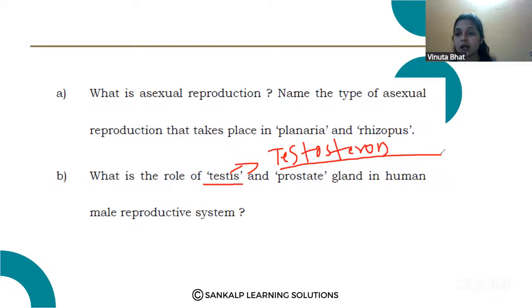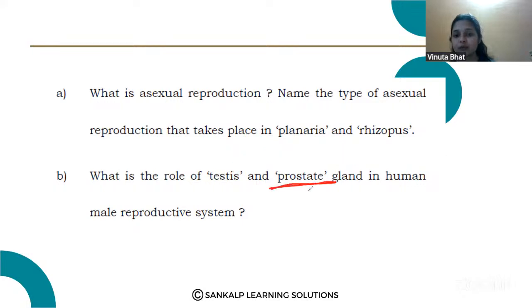And the testosterone hormone is responsible for the changes that occur during puberty in males. Then what is the function of the prostate gland? The prostate gland helps in the transportation of the sperms to the female body and also provides nutrition for the sperms. That is the function of the prostate gland.